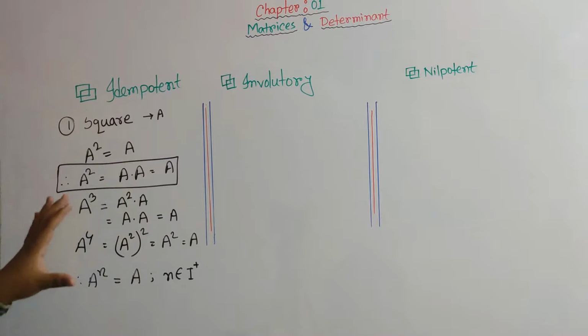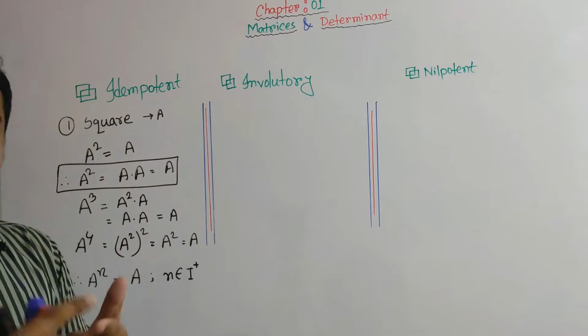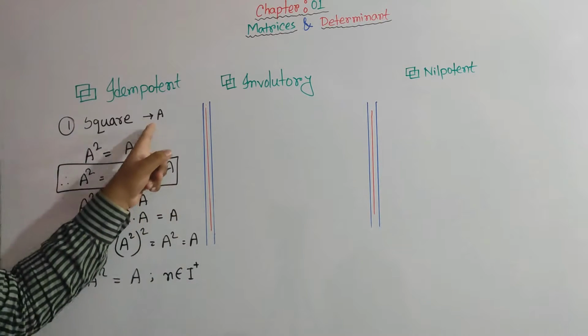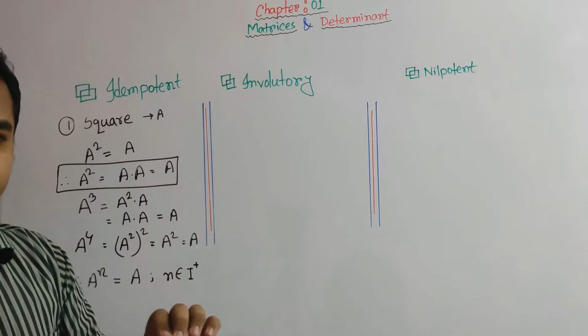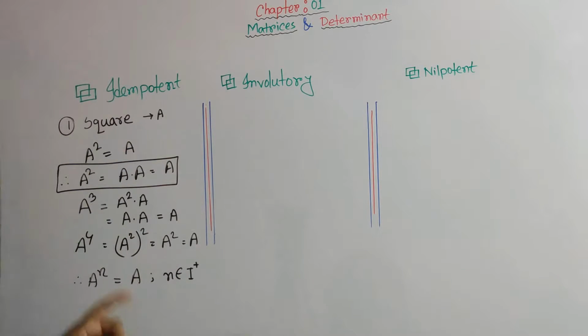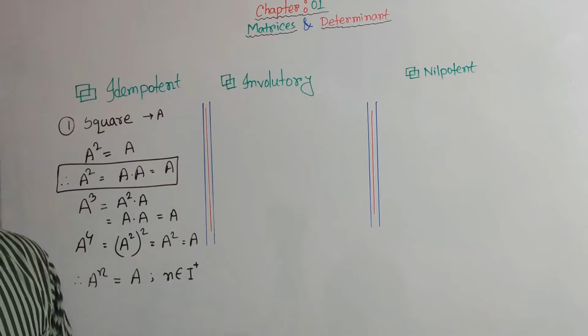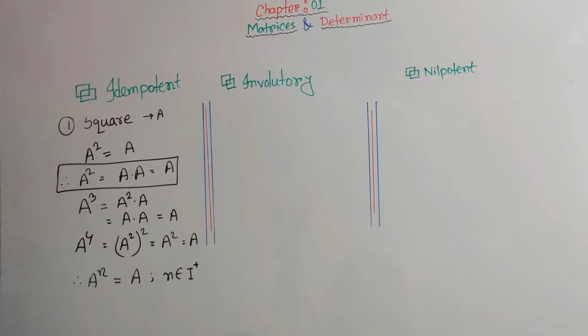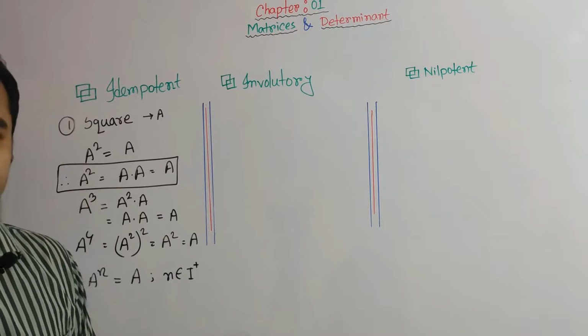So our definition of idempotent matrix is what? A square matrix A can be idempotent if A square equals A. You may also write that A to the power n equals A, where n belongs to the positive integers. That is called the idempotent matrix.